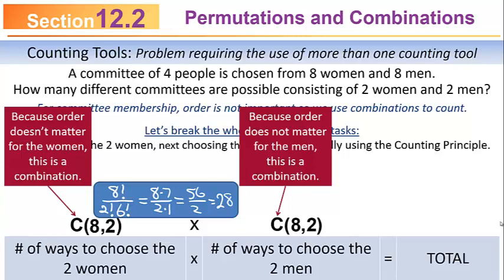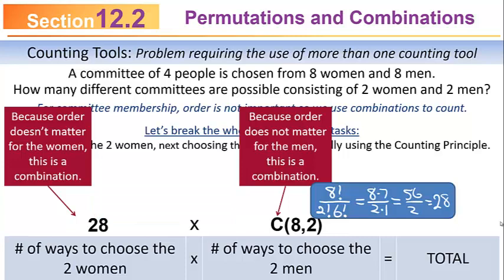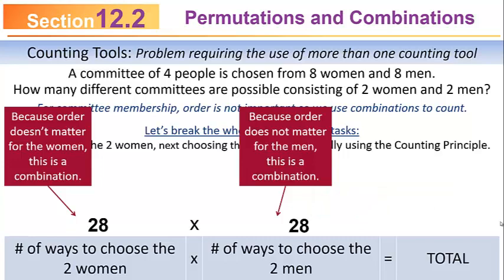To me, that's the easiest way to do it. If you want to do 8 factorial separately, and then do 2 factorial and 6 factorial and do it that way, that's perfectly fine. You'll still get the same answer. And luckily here, the second one is the same thing. There's another combination of 8 things taken 2 at a time, so we don't have to work our way through that again. It'll be 28 as well. So the number of ways to choose a committee of 4 people consisting of 2 women and 2 men from a group of 8 women and 8 men is 28 times 28, which turns out to be 784.